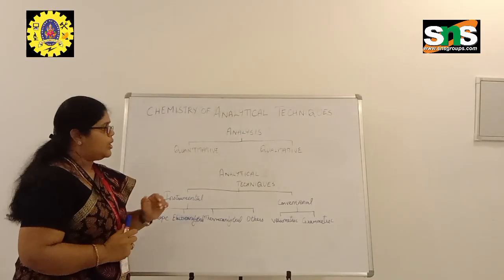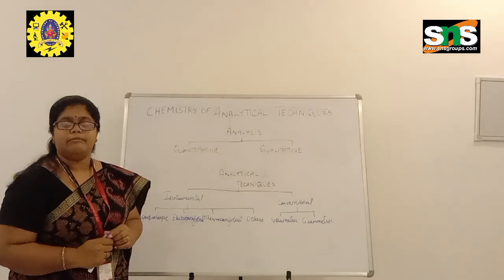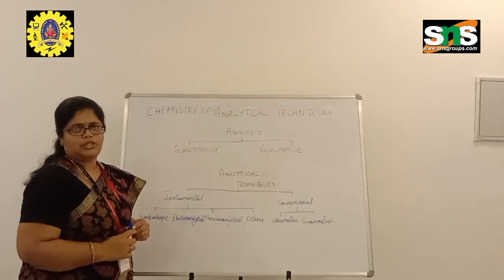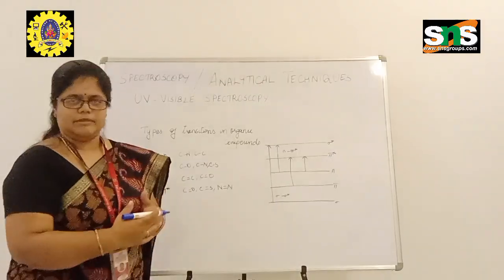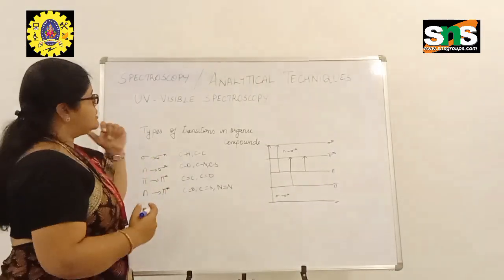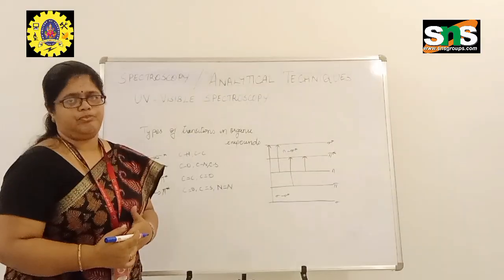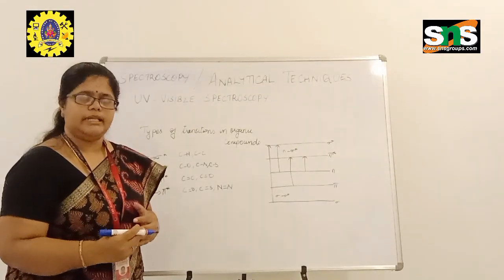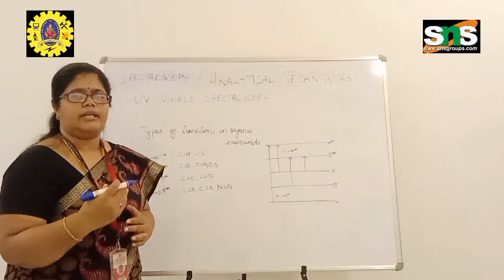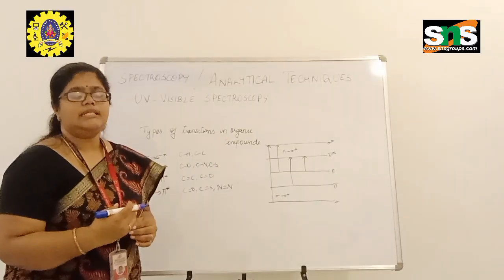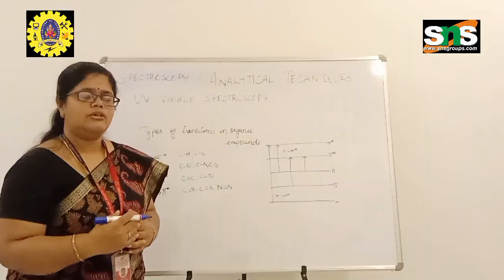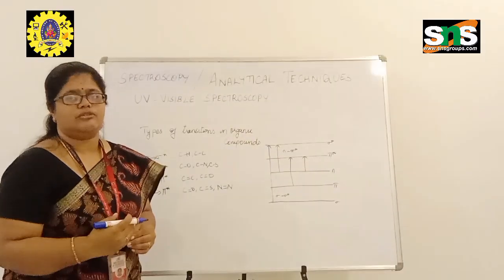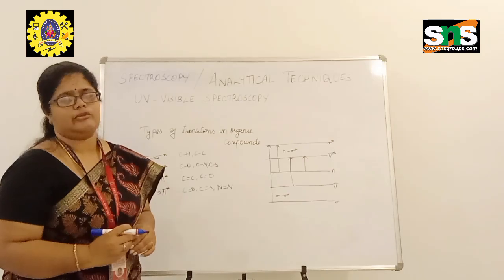We can see the basics of ultraviolet visible spectroscopy in this video. So what is ultraviolet visible spectroscopy? When ultraviolet or visible rays pass through a compound containing multiple bonds, there is a transition of electrons from the lower level to the higher energy level, and it gives rise to ultraviolet visible spectroscopy.